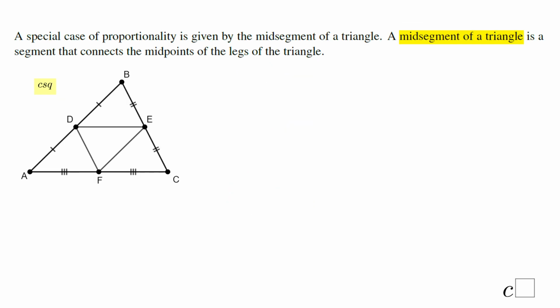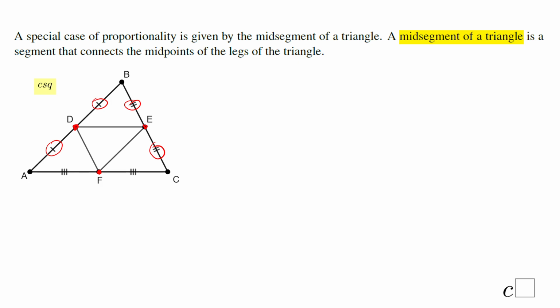Okay, now let's move to a special case of proportionality. We had that proportionality we used in the previous example, but now we're talking about a mid-segment, right? You notice these points D, E, and F are midpoints. We can see these two segments are congruent, so D is the midpoint. These two segments are congruent, so E is the midpoint, and the same for F. So we have 3 mid-segments. They're the mid-segments of the big triangle ABC.